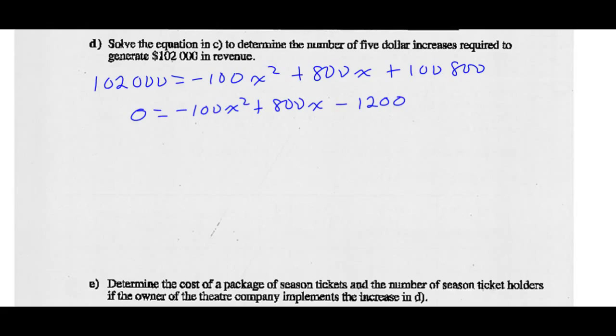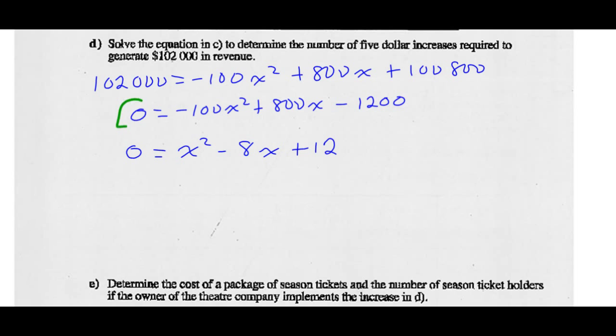All right. And what I can now do, if I divide the whole thing by negative 100, if I divide every term by negative 100, 0 divided by negative 100 is still 0. Negative 100x squared divided by negative 100 is 1x squared. 800x divided by negative 100 is a negative 8x. And negative 1200 divided by negative 100 is a positive 12. So that is a much simpler equation to solve, right?